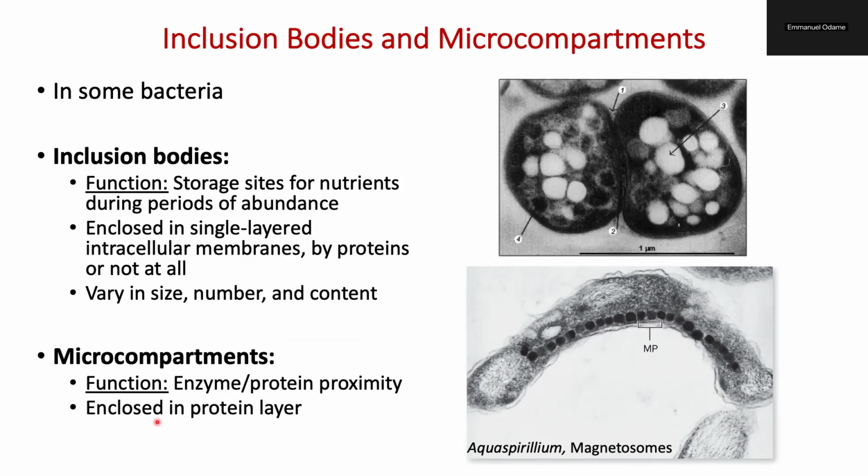Within the bacteria, we also have the inclusion bodies and microcompartments, which are present in some bacteria, but not all. Let's tackle the inclusion bodies first. The main function is storage. It serves as a storage site for nutrients during periods of abundance, and it's enclosed in a single-layered intracellular membrane. It also varies in size, number, and content. Next is the microcompartment, and the main function is to bring proteins or enzymes into proximity, and it is enclosed in a protein layer. As we can see from here, this is an example of a microcompartment seen in bacteria.